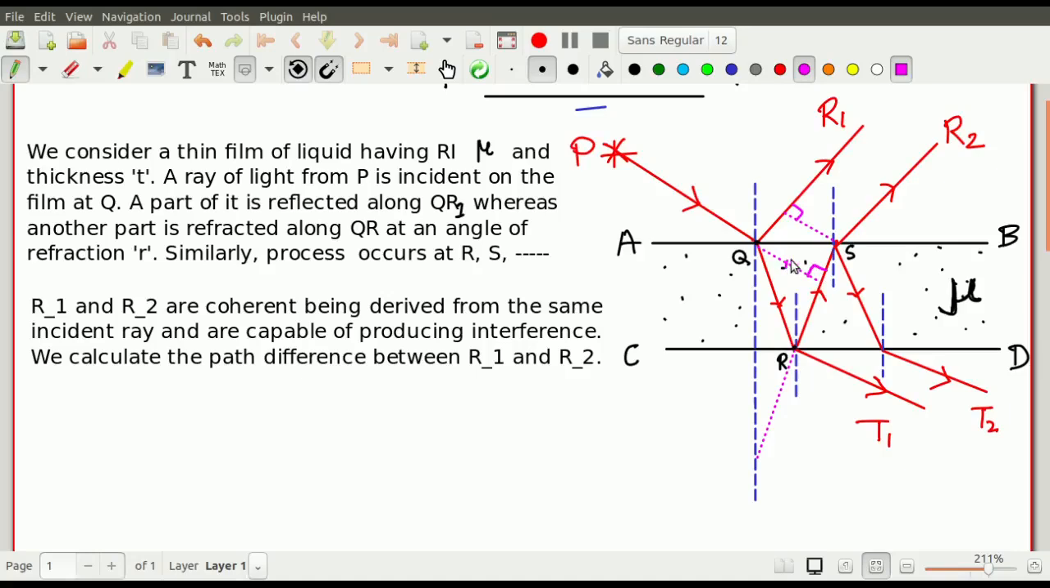So remember two things: these magenta lines are not at all parallel, and this dotted line is not an extension of PQ. It's a perpendicular drawn independently over here. At the time of exam you try to draw the diagrams in a proper manner. I hope that you will try to do so definitely.